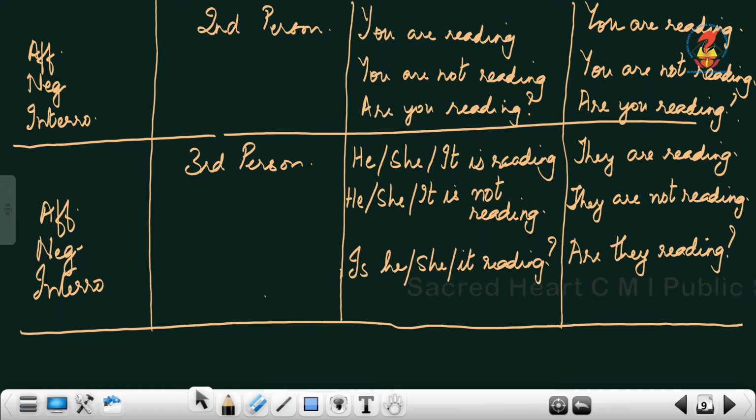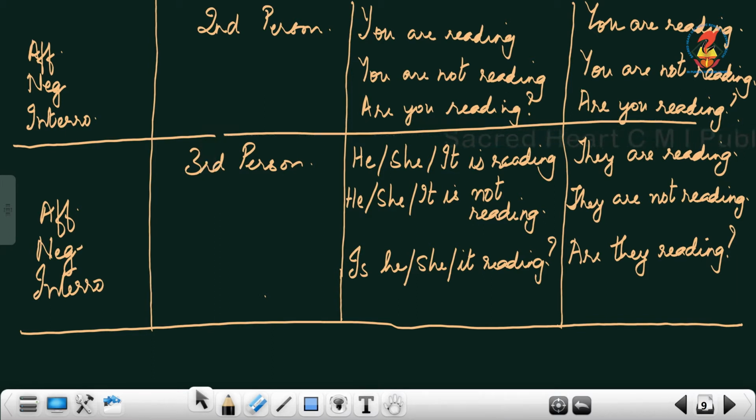Now, how you are going to express it in the second person singular as well as second person plural are both the same, you. So there is no difference in this. You are reading, affirmative. Same way in the plural also, you are reading. If you have to convert it into the negative, you are not reading in the singular form. Same way goes, you are not reading in the plural form also. Are you reading? That's the interrogative form in the singular. Are you reading? That's the same in the plural form also.